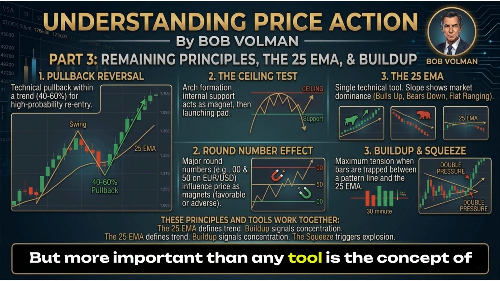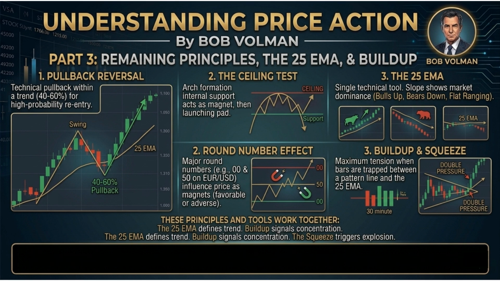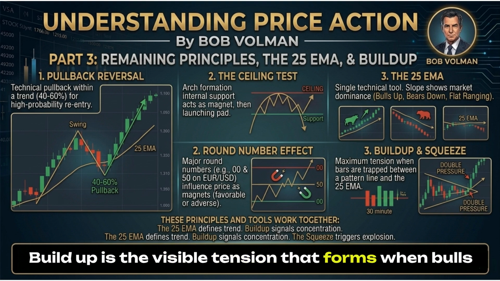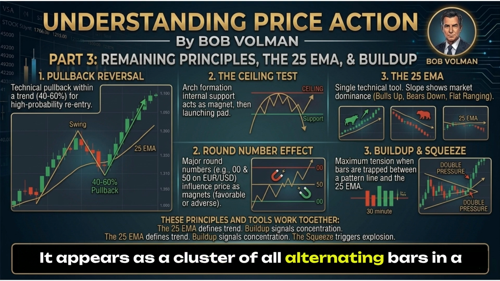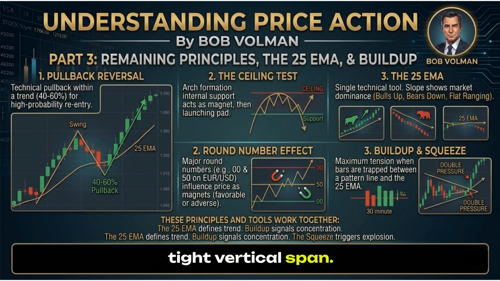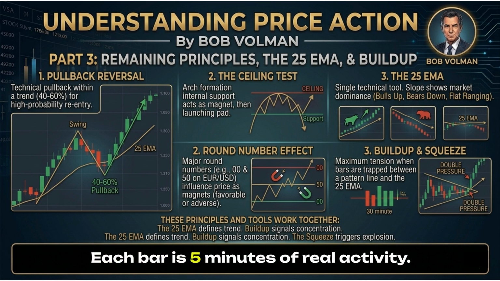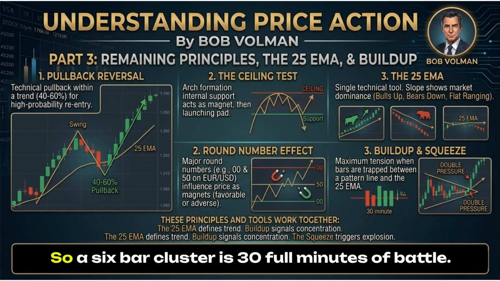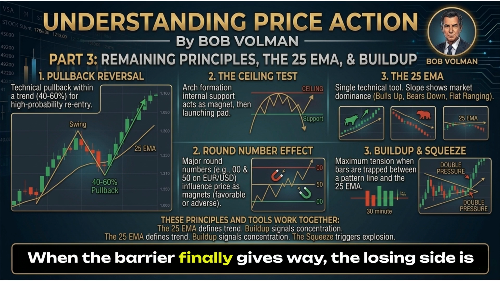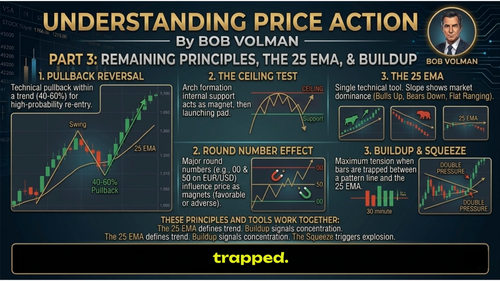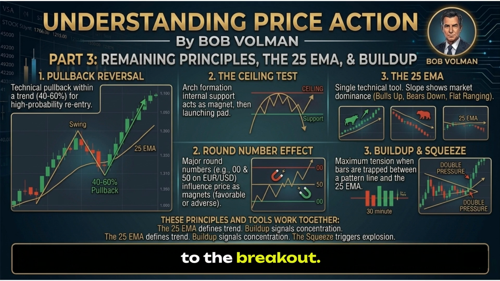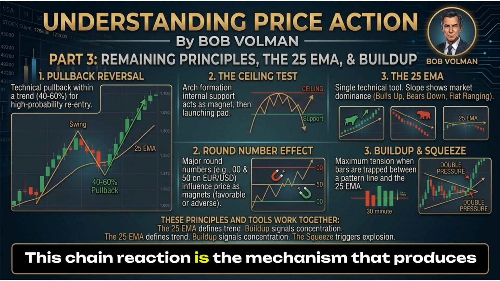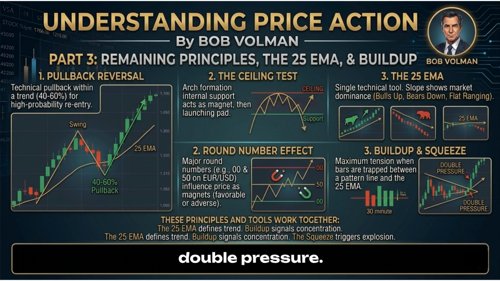But more important than any tool is the concept of buildup. Buildup is the visible tension that forms when bulls and bears battle at a price level. It appears as a cluster of alternating bars in a tight vertical span. Each bar is 5 minutes of real activity, so a 6-bar cluster is 30 full minutes of battle. When the barrier finally gives way, the losing side is trapped. Their stops trigger automatically, and this adds fuel to the breakout. This chain reaction is the mechanism that produces double pressure.